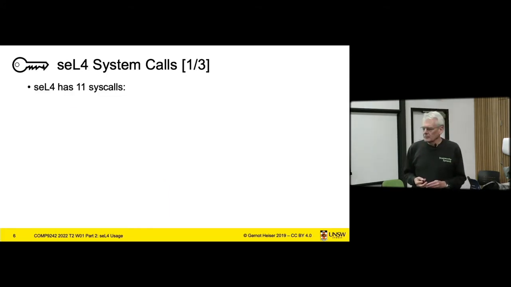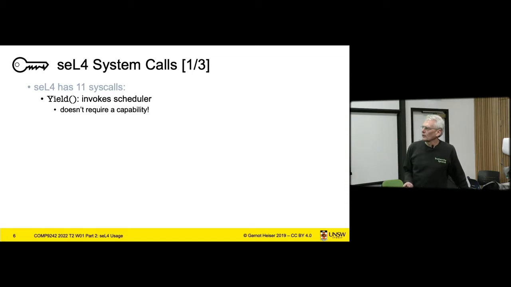Okay, that's basically the operations you can do on capabilities other than invocation. And then there are the actual system calls. Earlier I said seL4 has about 3 system calls. It's basically read, write, and yield. It's not quite true. It actually has 11, but some of them are related and are combinations of the core ones. So one of the 3 is yield, which just drops the rest of the time slice and invokes the scheduler.